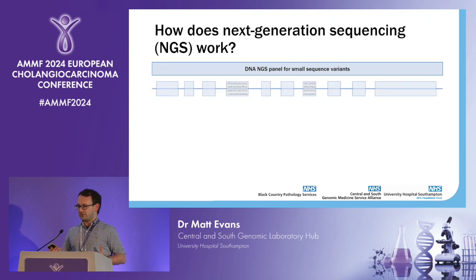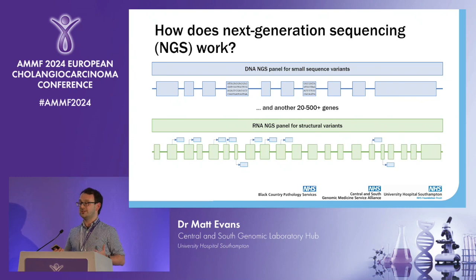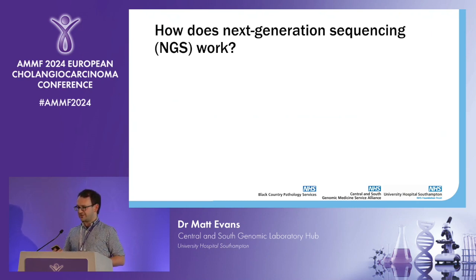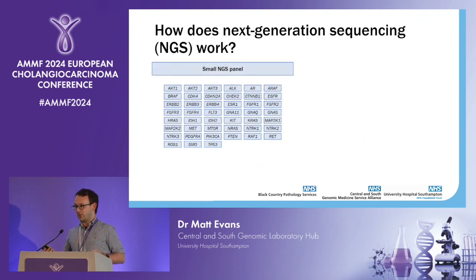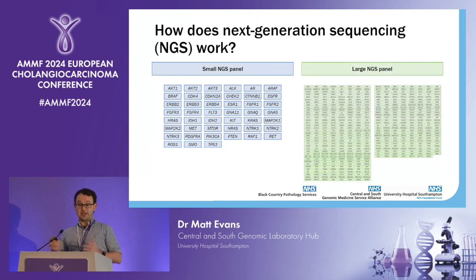In next-generation sequencing, what you do basically is scour particular regions of interest in genes which you're looking for, and you should, in theory, identify any mutation which is present within those regions. So it's far more exhaustive. But it's worth saying that NGS isn't a single thing. It comes in lots of different flavors. At the one end of the spectrum, you've got small NGS panels, which will cover a few dozen genes. And we use this one quite commonly in our genomic lab in Birmingham. On the other hand, you can have very large NGS panels which cover 500 or more genes.